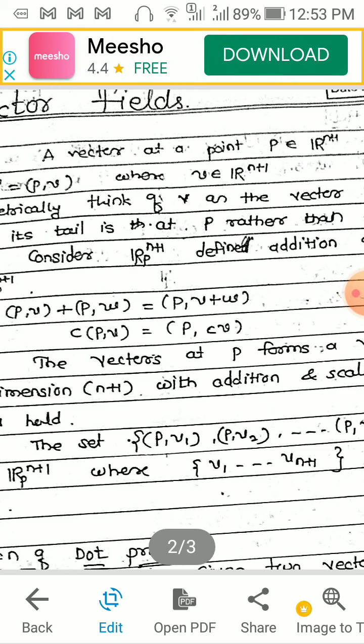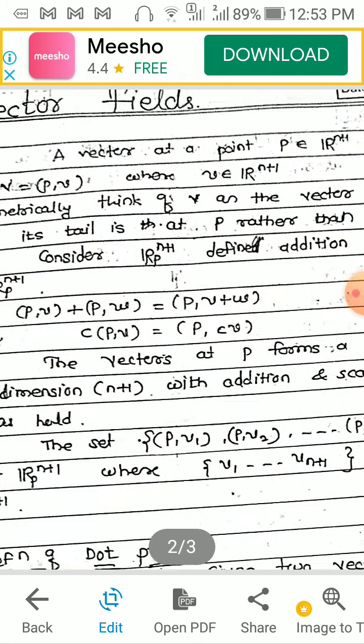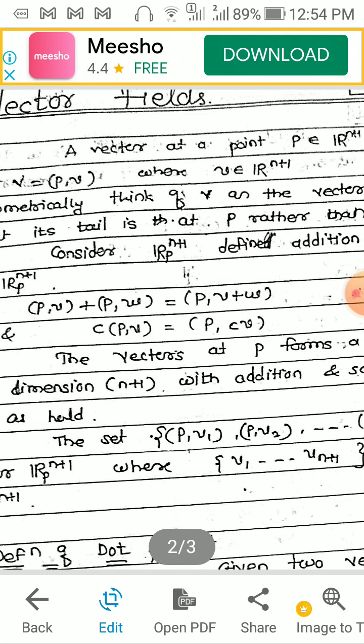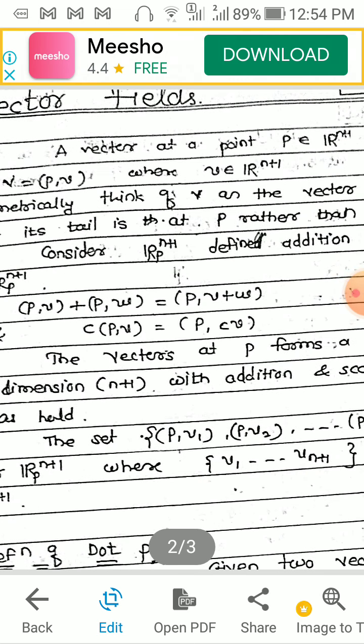Rn+1 means R cross R, n+1 times. For example, our real line is R, where n is equal to 0, so it is R1 we call. Plane is R2, where n is equal to 1. Our 3 dimension space is R3, because it is a set of ordered triplets. Plane is a set of ordered pairs. So generalize this and consider a space Rn+1. What is Rn+1? It is a set of all ordered n+1 tuples.